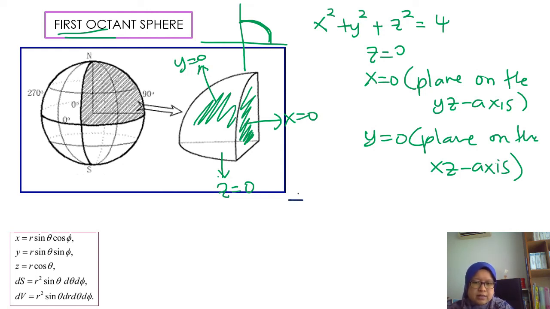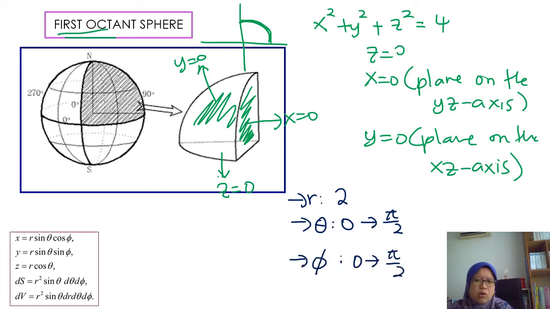Then the radius is very easy. It is 0 to 2. Theta: this is the first octant, so always 0 to pi over 2. Then similarly phi is also 0 to pi over 2, because all of this sphere, all of this surface is located in the first octant, so 0 to pi over 2. The word first octant means quarter, so pi over 2, 90 degrees.